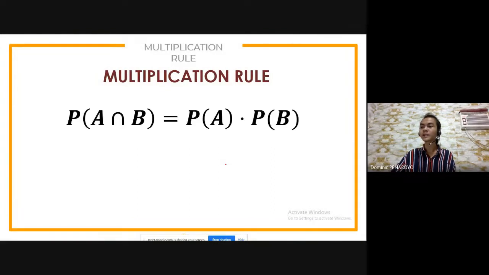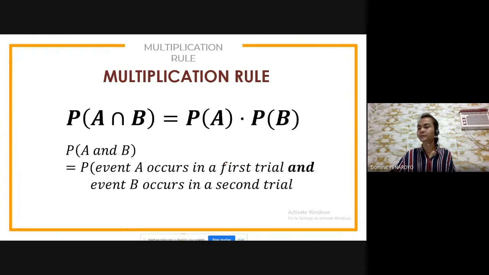Okay, so this is the formula we have for the multiplication rule. That's the probability of an event A times the probability of an event B. So we usually denote it by the intersection. Ano po? Okay, so event A occurs in the first trial and event B occurs on the second trial. So here, we use the conjunction and. Okay, please take note. Pag and na yung nakita yung conjunction, then we will use the multiplication rule.